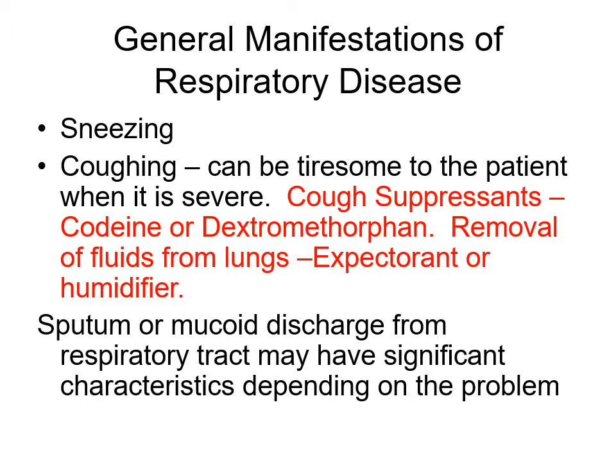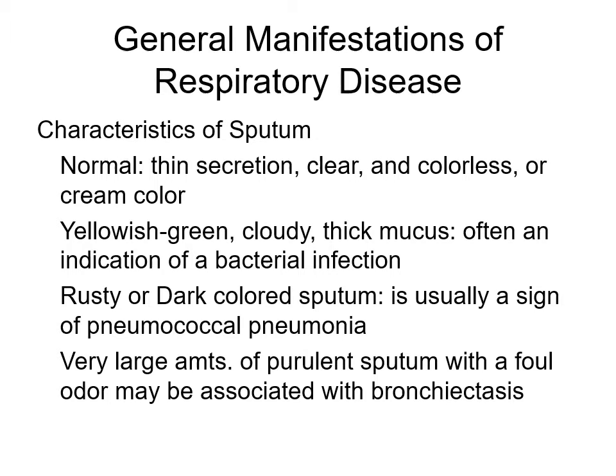Sputum or mucoid discharge from the respiratory tract may have significant characteristics depending upon the problem. So sometimes you can look at the actual sputum and tell from the color what's going on. Characteristics of sputum: normally, it's a very thin secretion, clear and colorless or cream color, not usually an odor per se. If it's yellowish green, cloudy, thick mucus, often an indication of a bacterial infection.